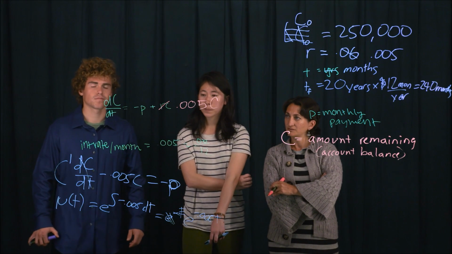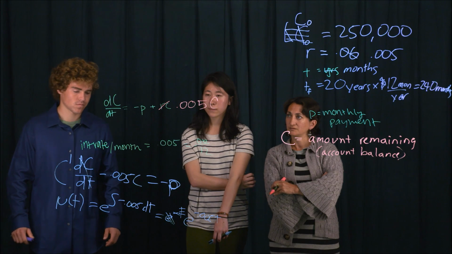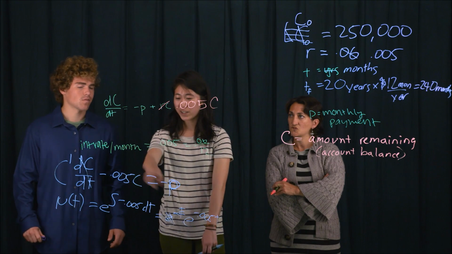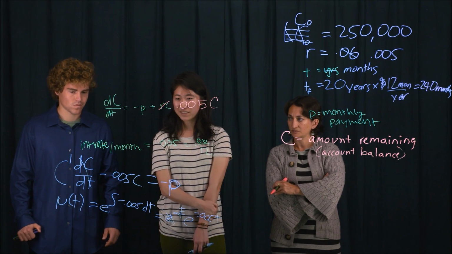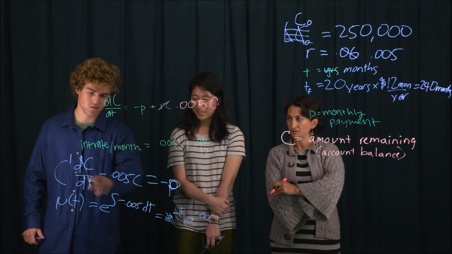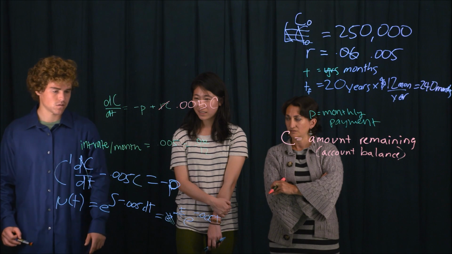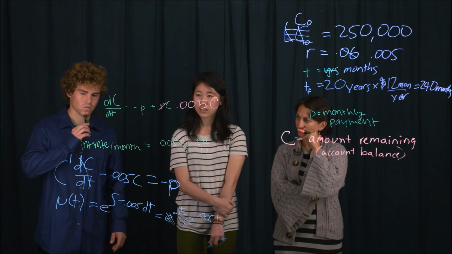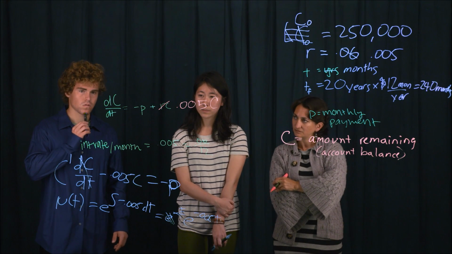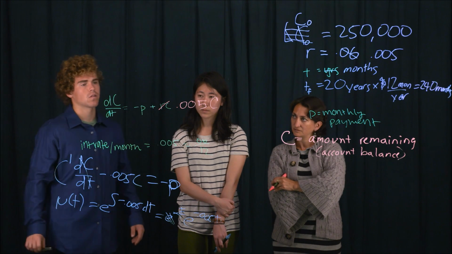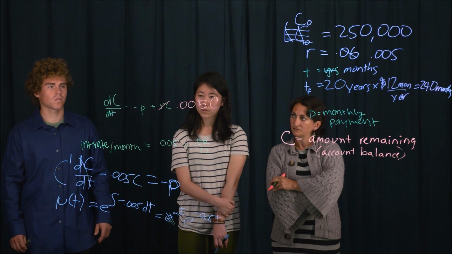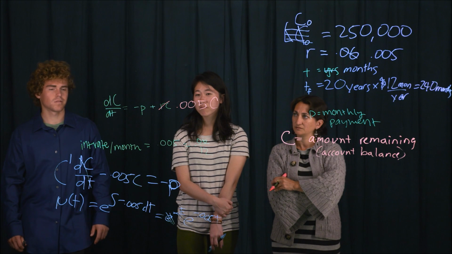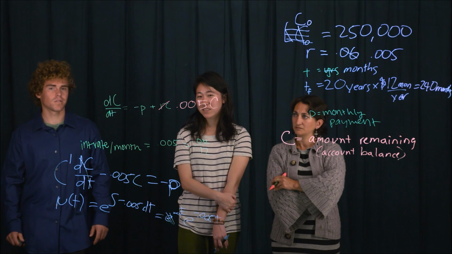Remember, even though P is a monthly payment, it's a constant, it doesn't change. So I guess from here you just integrate both sides, right? So we just ignore this and just integrate this. Well, correct, but we're gonna get there. But let me ask you this: can you divide that original differential equation, this one up here, by negative P plus 0.005C? Sure, because that's a constant. Exactly.